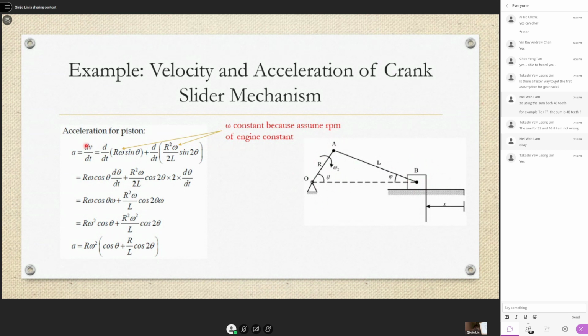So we found V already, right? Same thing for acceleration. We go and differentiate the entire thing, because now the velocity we differentiate. I put some comments here to help you understand better. So in this part when you differentiate, you'll realize this omega is treated as a constant because we are assuming this engine is rotating at a constant RPM. But of course, theta will still change with respect to time.